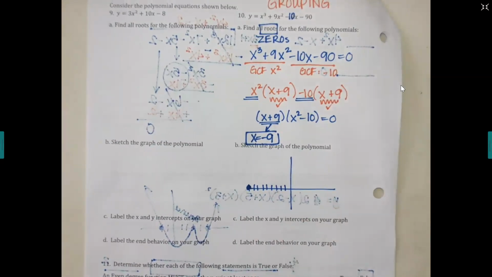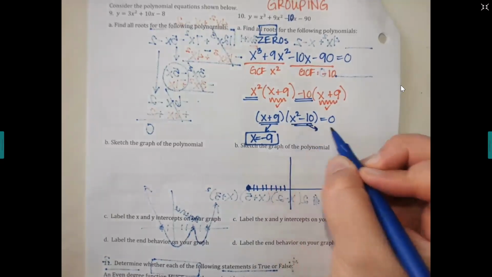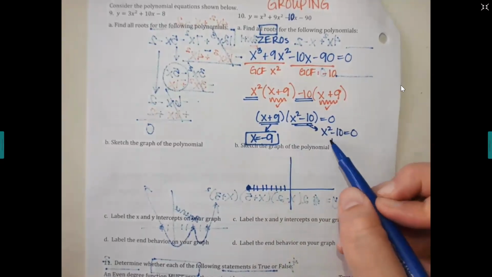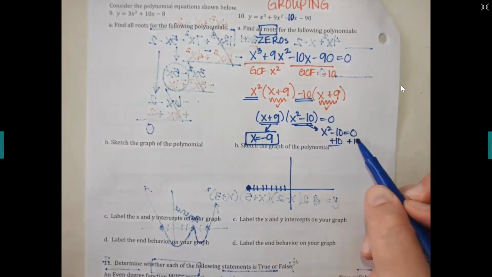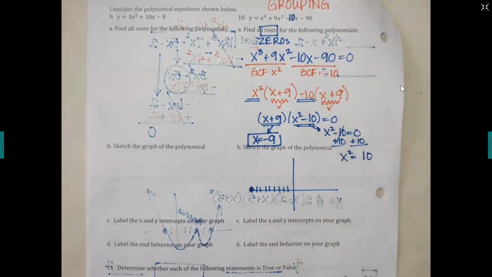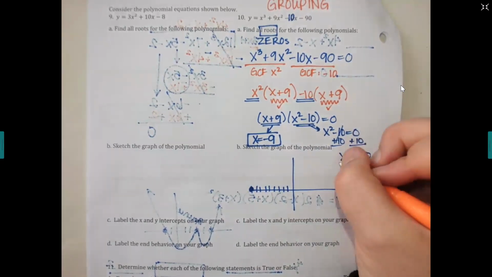Okay, then I have an x squared minus 10. Remember, if it was an x squared plus 10, my other answers would be imaginary. But if it's an x squared minus, I just set it equal to 0 and solve. So let's do that now. I'm going to do x squared minus 10 equals 0. How do I get rid of a minus 10? Plus it. So I have x squared equals 10. And then from there, how do I get rid of the squared? Take the square root.